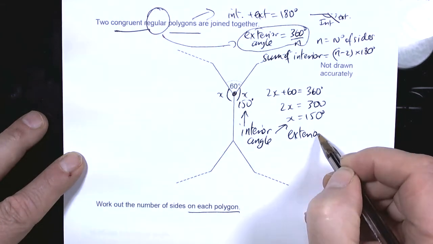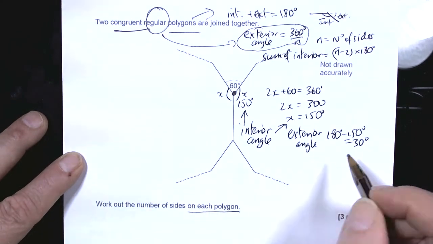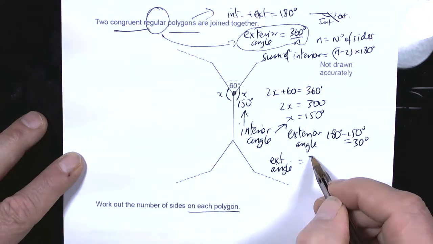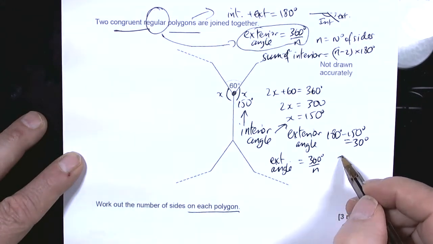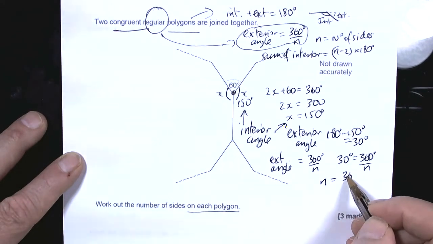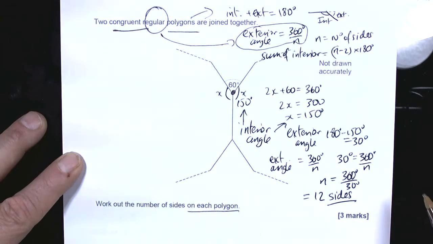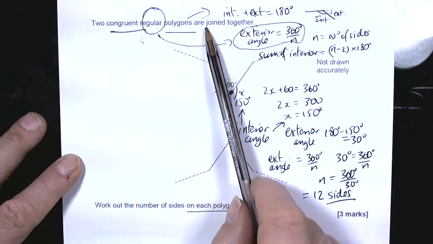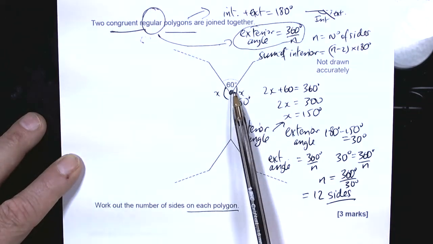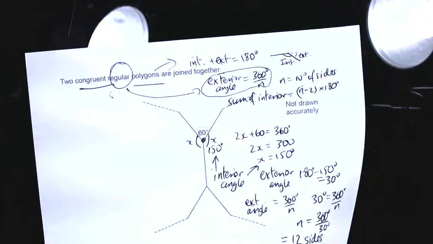So the exterior angle must be 180, take away 150 degrees, so 30 degrees. And because we have the formula, the exterior angle equals 360 divided by n, then we know that 30 degrees is equal to 360 divided by n, so n must be 360 divided by 30, which equals 12 sides. Okay, so this question talked about regular polygons, and we had these rules to work with. We knew some facts around here because they said congruent, those two angles must be the same, and it wants to work out the number of sides, and that's what we've done. We've got 12 sides.